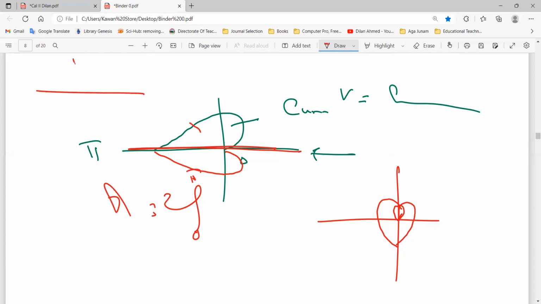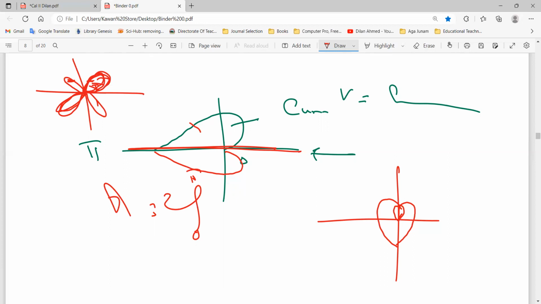Maybe you have a rose with leaves. This is symmetric about the x-axis. Understood? Symmetric about the y-axis, symmetric about the origin as well. So if you know how to sketch one petal, the other petals will be the same. If you find the area of one, you can multiply by 4 and you get the whole story.